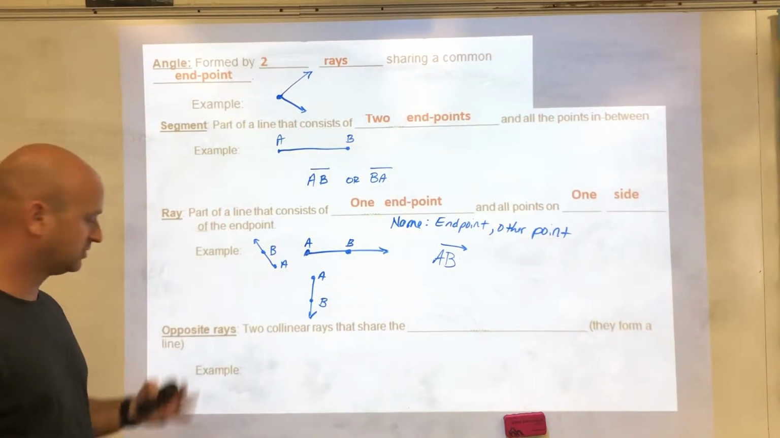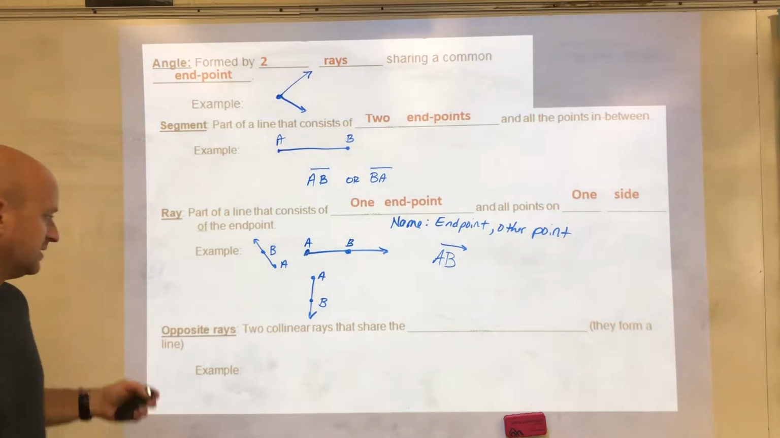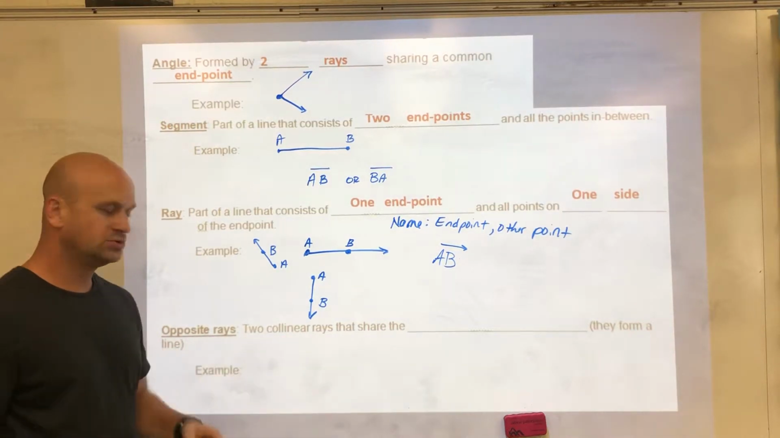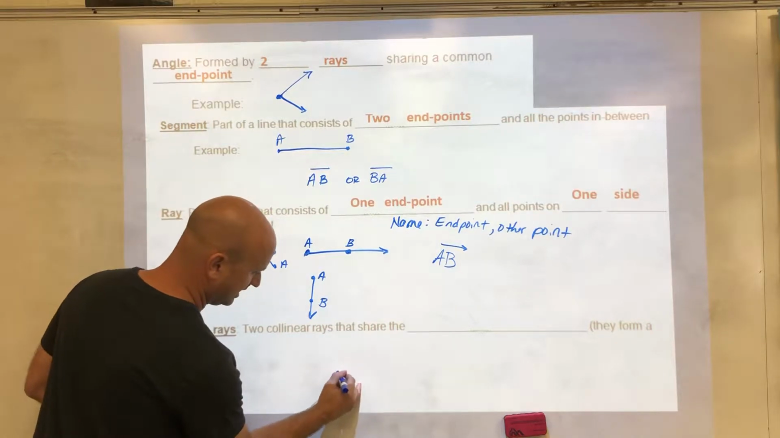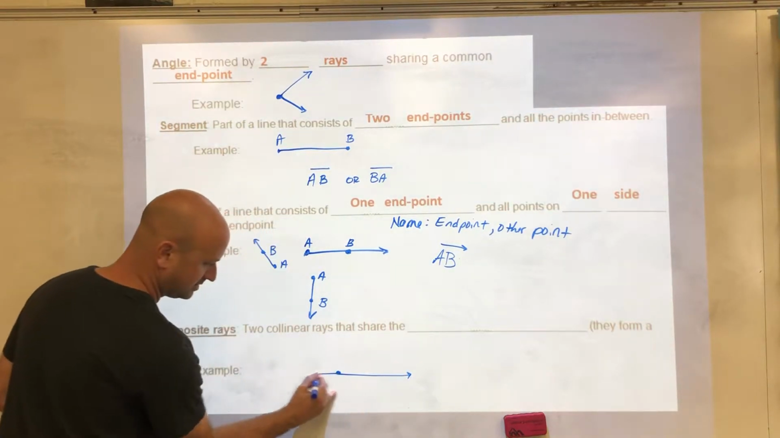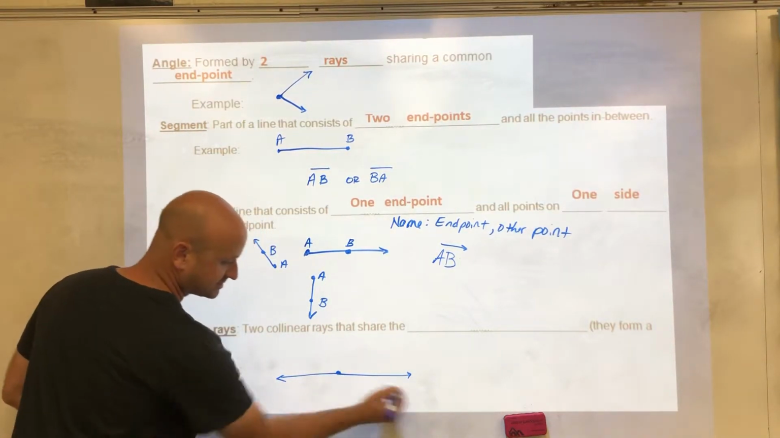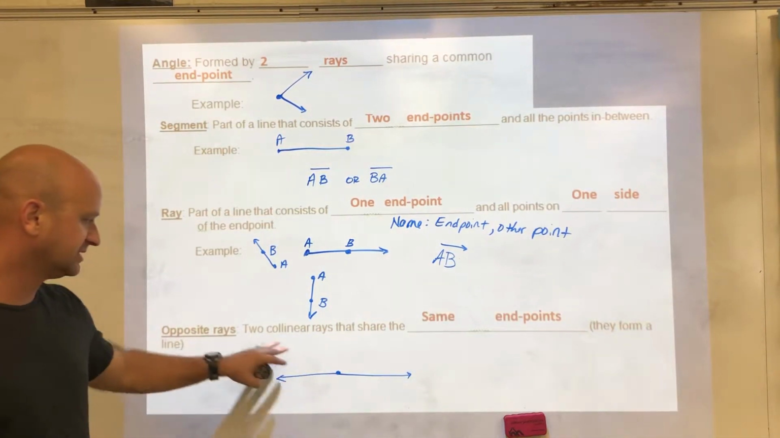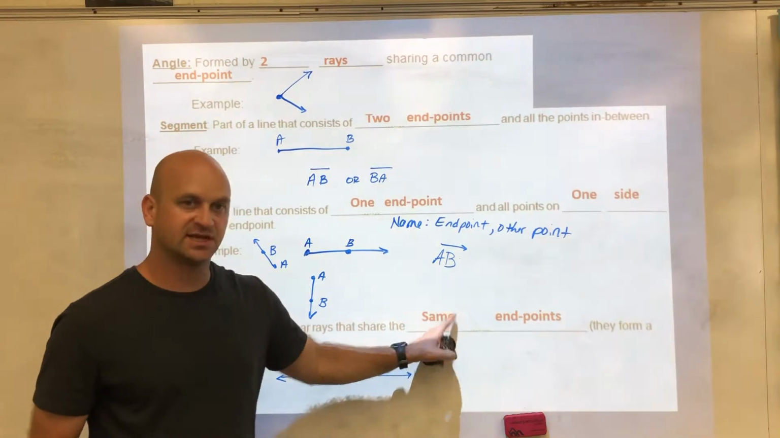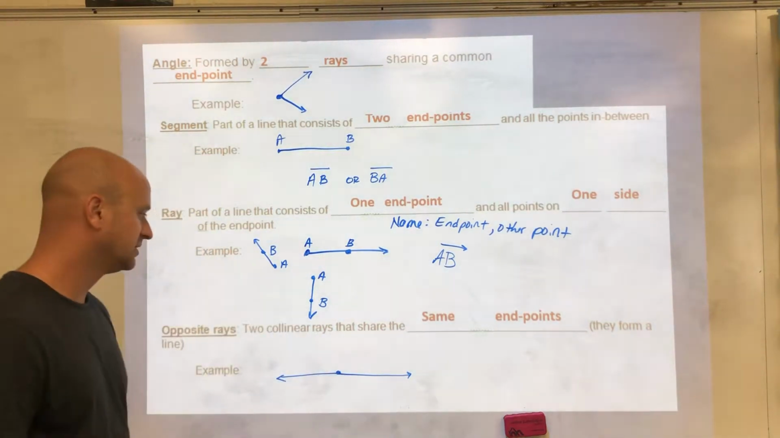All right, down here, opposite rays. This is something that will be quizzed on in class. So this is going to be two collinear rays. That means two rays on the same line. So if we had a ray going that way and a ray going that way, and they make the same line, that's going to be opposite rays. The key point is they're on the same line, and they share the same endpoint.